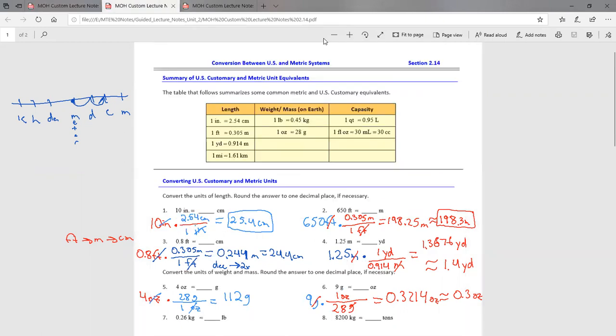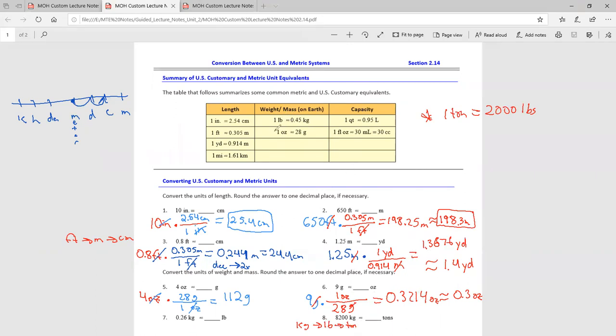1 ton is 2,000 pounds. So I'm just going to write to the side over here. 1 ton is equivalent to 2,000 pounds. So we're going to be able to go from kilograms to pounds using this conversion right here, the first one from this table in the middle. And then we'll be able to go from pounds to tons using this. So we got to go from kilograms to pounds to tons.